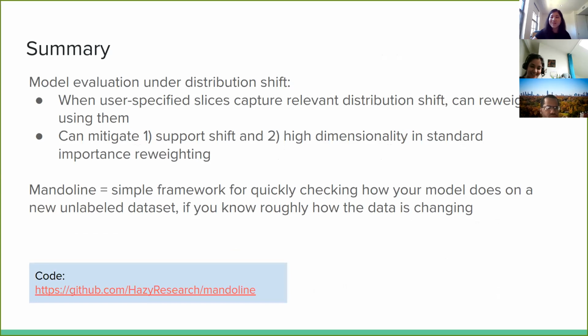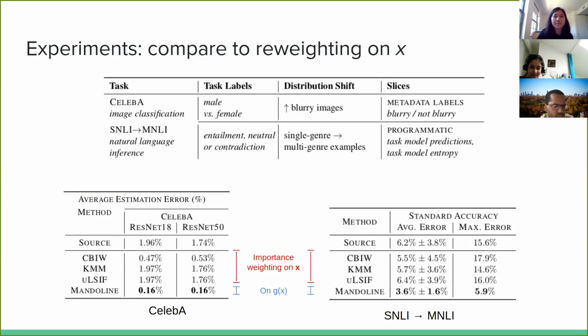Oh, yes. Sorry, I had a quick question on the previous slide. How do we actually interpret the values in the tables? So the source, when you say it's 1.96% and then 1.74%, what does that actually mean?